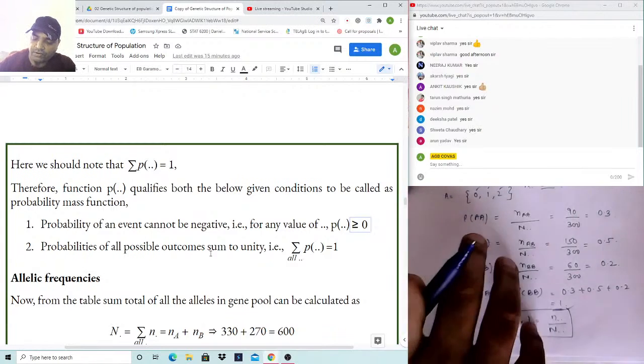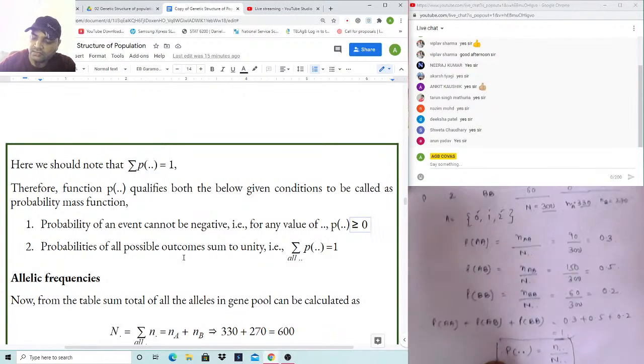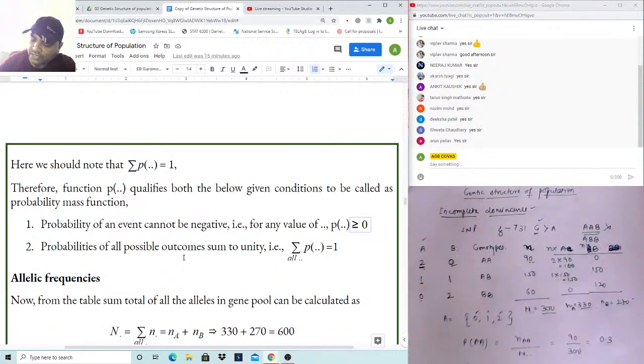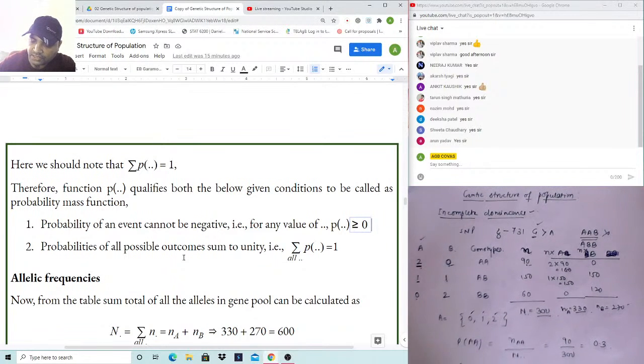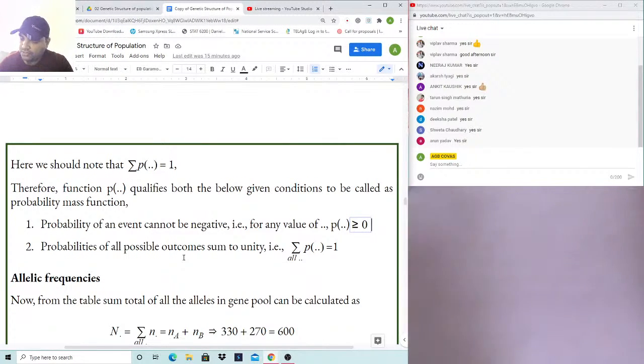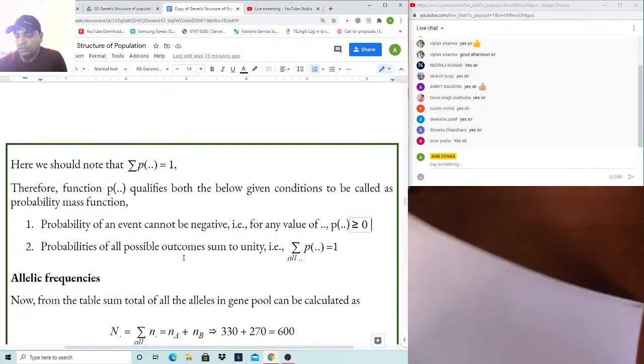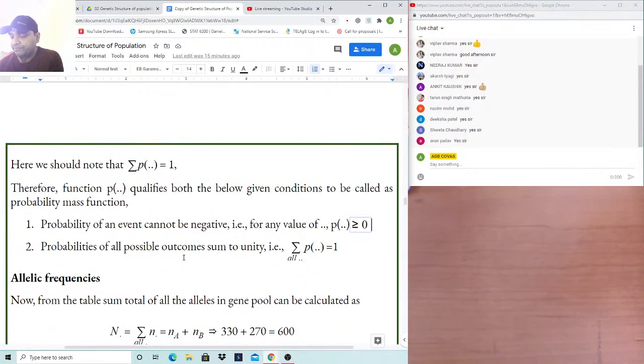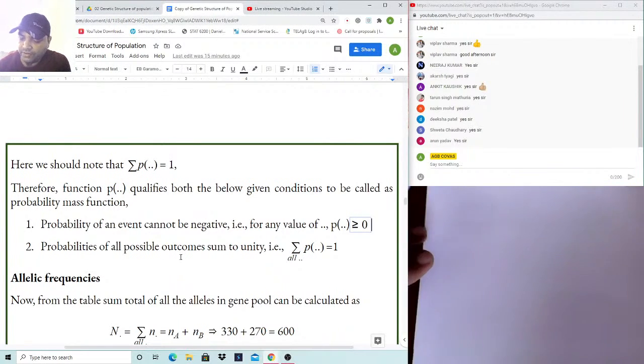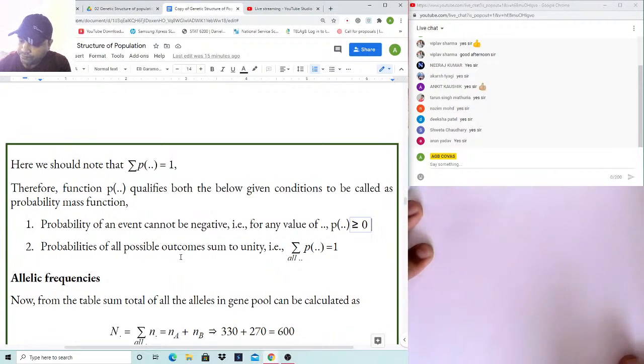Now we will try to find out, and this is very easy, how to calculate the genotypic frequencies in the population. Now we will try to do the same thing for the allelic frequencies.